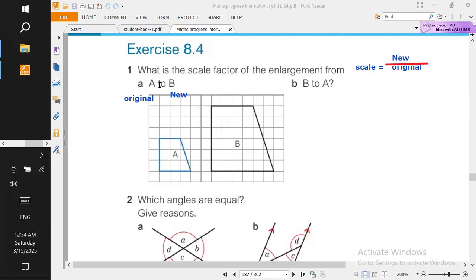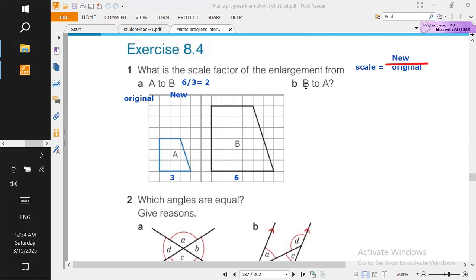So here, A to B, it means we take the new, which is B, and divide it by the original, which is A. Now we take a look at the lines here in B. We take this base, for example. This one is 6 centimeters, and this one is 3 centimeters. Now the scale will be 6 divided by 3 because B is the new one and 3 is the original one. The answer is 2. So the scale factor of enlargement here is 2.